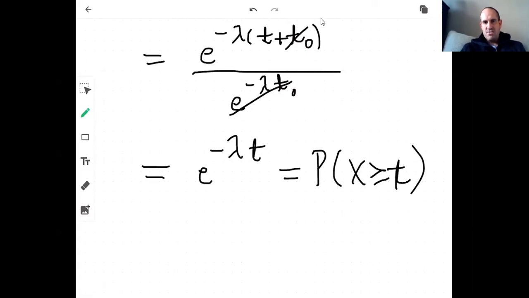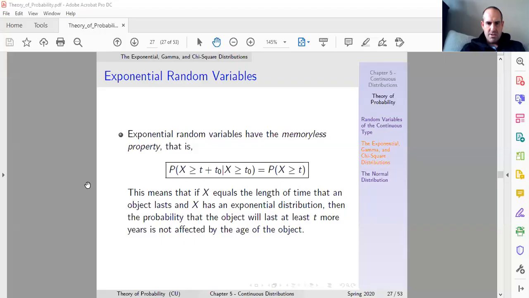Okay, so that's fascinating, I think. That's fascinating. So that's why we have this going on over here, the memoryless property.